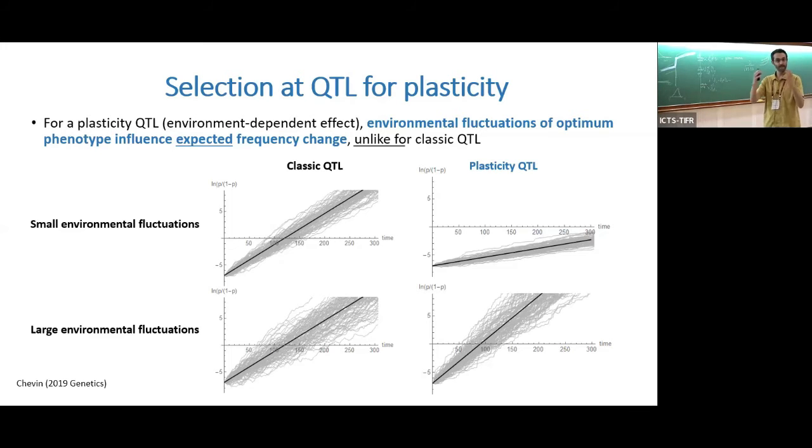For the variance, yes, so it's different. Unless it's the variance across environments you have to control. So, I showed you this model last week where for a classic QTL, if you change the variance of fluctuations or the autocorrelation, it won't affect the trajectory of this QTL, at least measured in this logit.